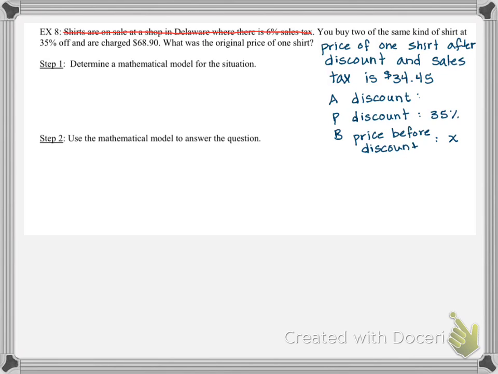And the reason that we do that is that just like we did yesterday when we had that length and width problem, they told us what the width was in terms of the length, right? So we could write an expression for the width. Same thing here, we know the amount is equal to the percent times the base. So if the percent is 35% and the base is X, then I know the amount of my discount is 0.35X.